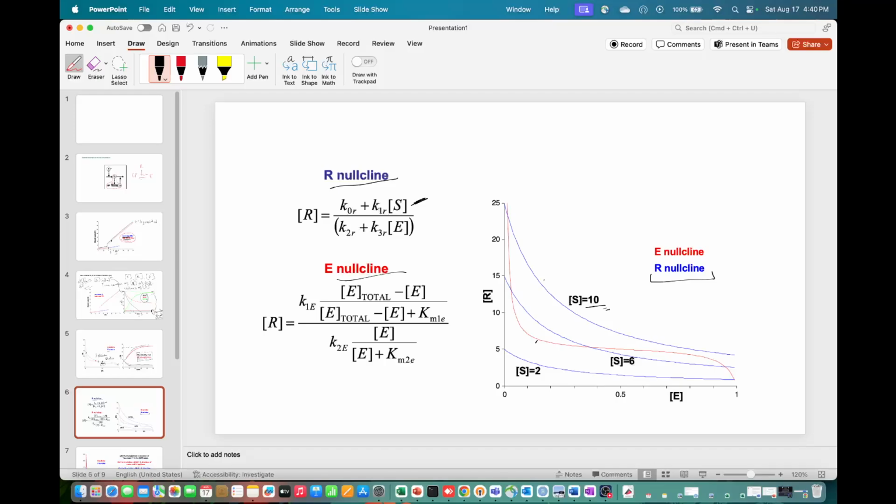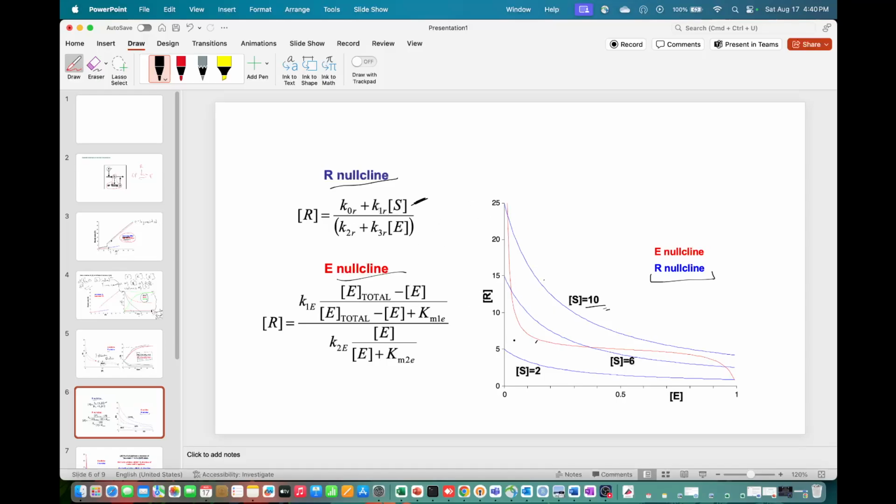It will depend on the concentration of S. So for the E nullcline, you only have one nullcline, right? This red one, because it does not depend on S. But R will depend on S, and you'll have multiple nullclines. So what is the beauty here?